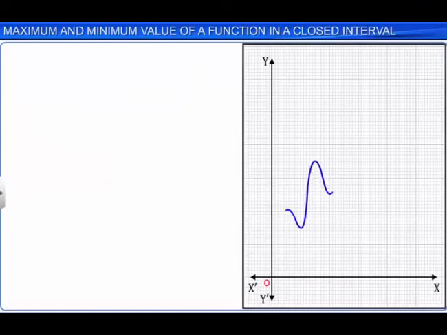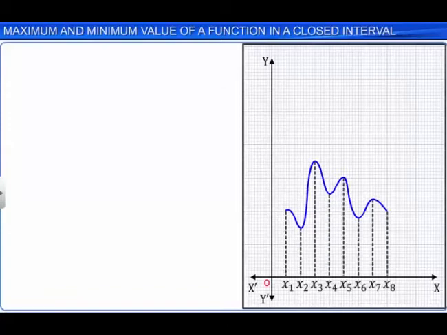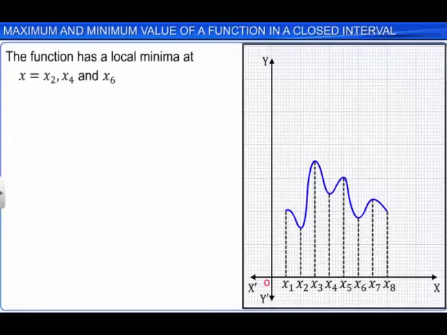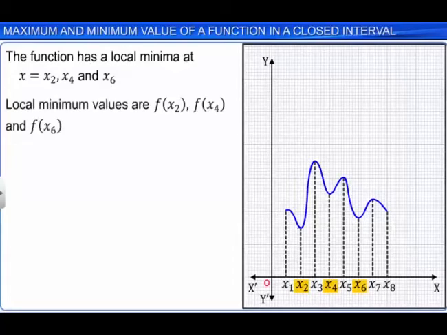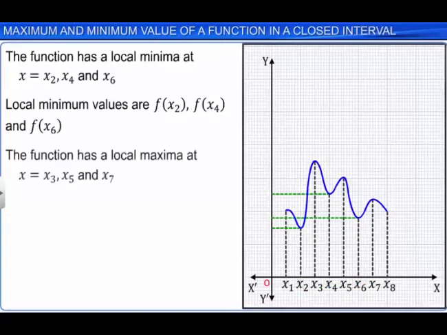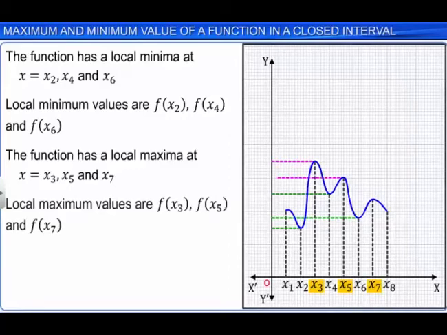Consider the graph of a continuous function defined on a closed interval x1, x8. Observe that the function has local minima at the points x2, x4, and x6, and the corresponding minimum values are the values of the function at these points. Also, local maxima occur at the points x3, x5, and x7, and the corresponding maximum values are the values of the function at these points.